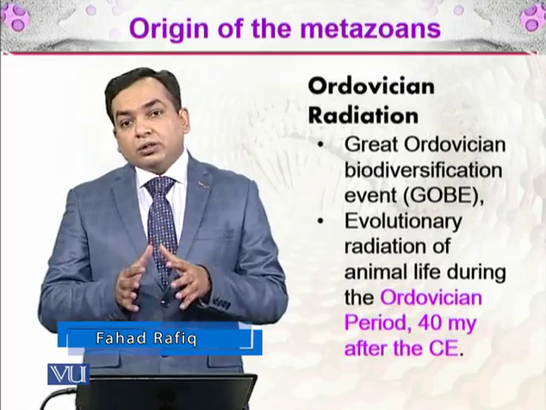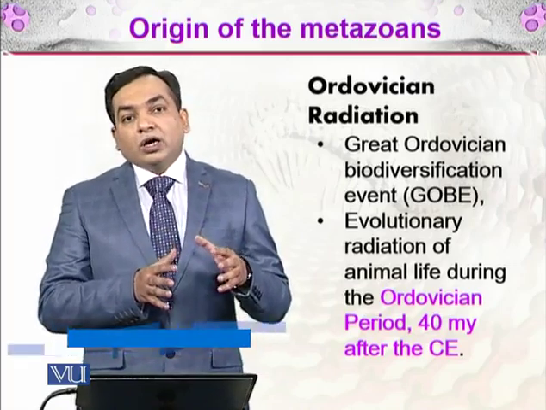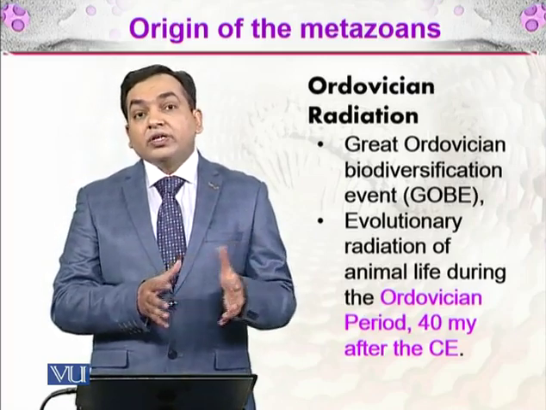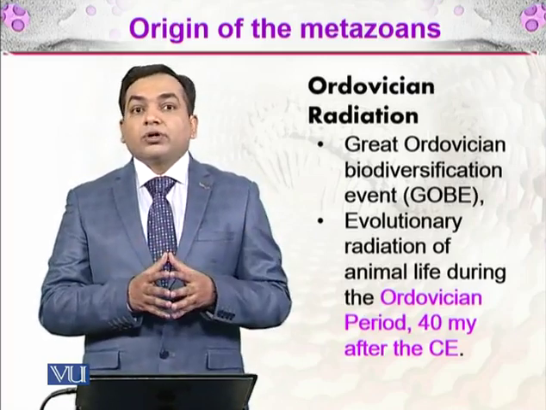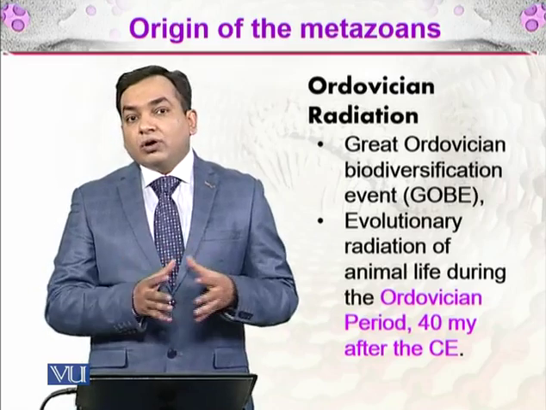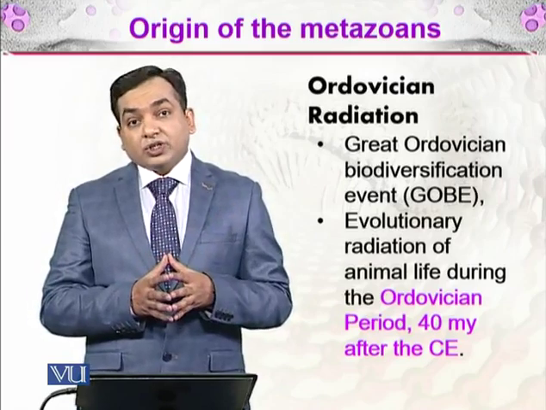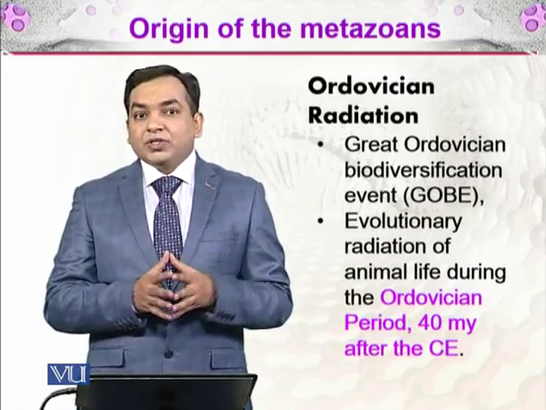So you see that every dark cloud has a silver lining. There was an extinction event. More than 50% of organisms were wiped out on the surface of the earth. But after that, there was a diversification event. That means more and more species evolved.